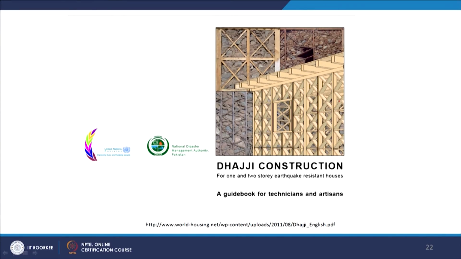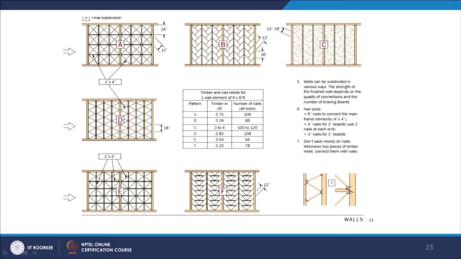Similarly, there were efforts in countries like Pakistan. There has been a guidebook for technicians and artisans. They call them artisans. Like in India also, in Himachal as well as in Uttarakhand, we have Dhajji wall constructions, where you can go for 1 and 2 story earthquake resistant houses, where you have the timber frames and the embedded infill, whether it is stone, whether it is cobbles or pebbles, whether it is flint. So they have developed the technical manuals of doing these Dhajji constructions.